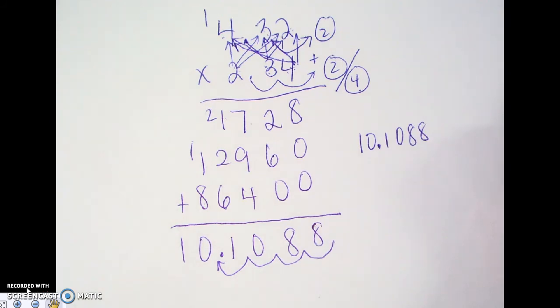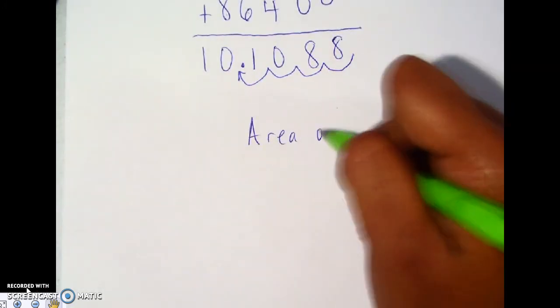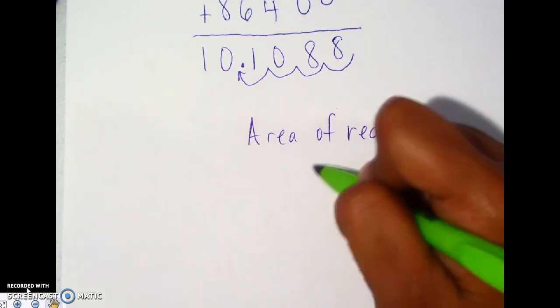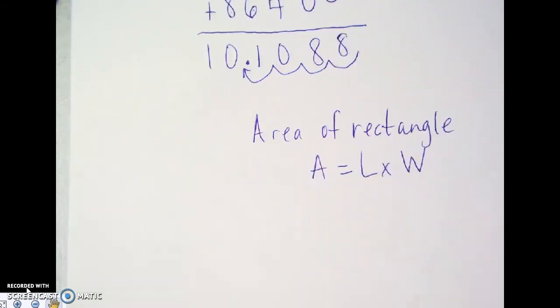Okay, make sure that you know the area of a rectangle, which is, so area of a rectangle is A equals length times width, and that's pretty straightforward, okay, as far as that. And let's see, next worksheet. Of course, know how to divide decimals.